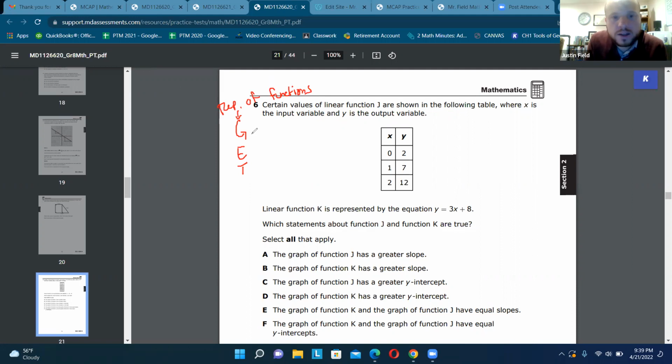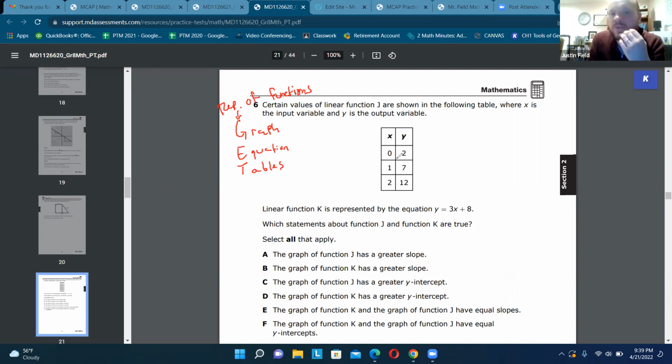Get stands for graph, equations, tables. All right, we could graph that line, we see the table and the equation, and we can always do all three, for, given one, you can do the other two.